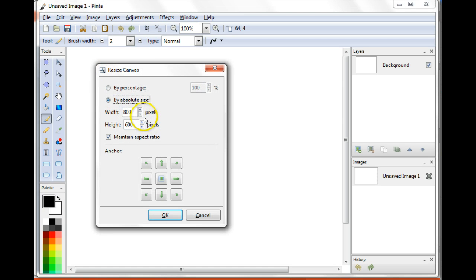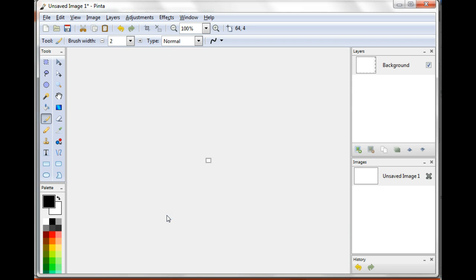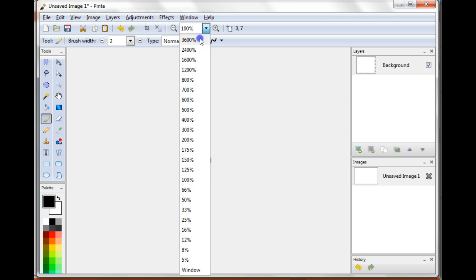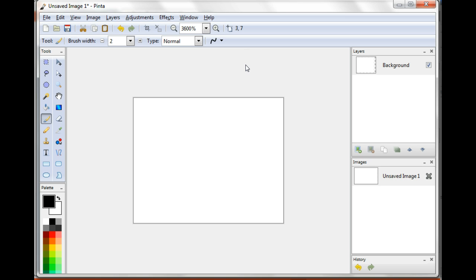Say, let's make the width 10. I'll make the height 8. Okay, so make it 10 by 8, let's say, and then it's real tiny. So we're going to have to blow it way up here. So make it 3600%.